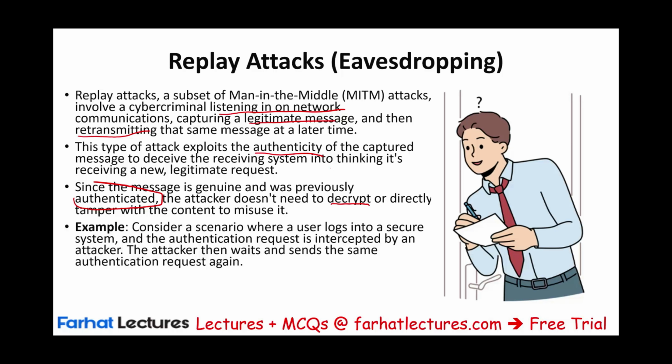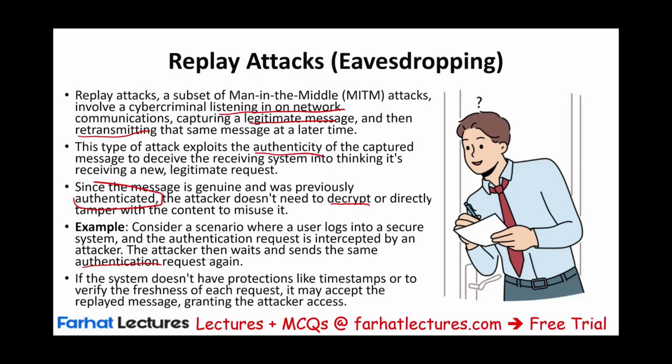So an example would be where a user logs into a secured system and the authentication request is intercepted by an attacker. The attacker then waits and sends the same authentication request again. If the system does not have a protection, like a timestamp, to show that this message is new and not the old one that we verified, then guess what? The other party might accept the replayed message, granting the attacker access because they think it's a legitimate request.